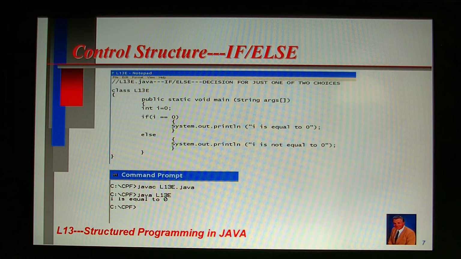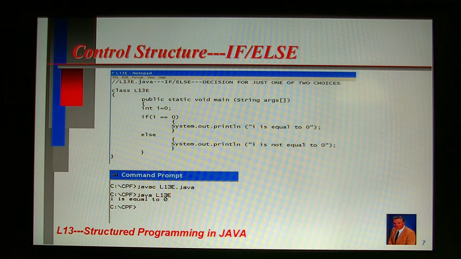Okay, let's take a look at the if-else decision control structure. If, left paren, I equals 0, right paren, left brace, System.out.println, left paren, double quote, I is equal to 0, double quote, right paren, semicolon, right brace. Else, left brace, System.out.println, left paren, double quote, I is not equal to 0, double quote, right paren, semicolon. Here the if part, namely if, left paren, I equals 0, right paren, left brace, System.out.println, left paren, double quote, I is equal to 0, double quote, right paren, semicolon, right brace, is the part where the condition is tested.